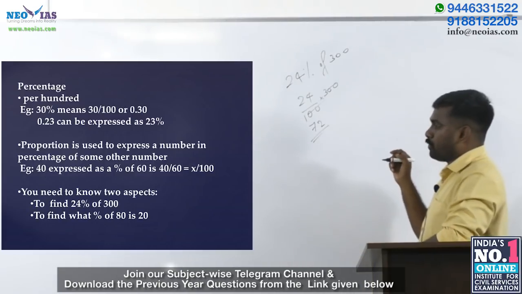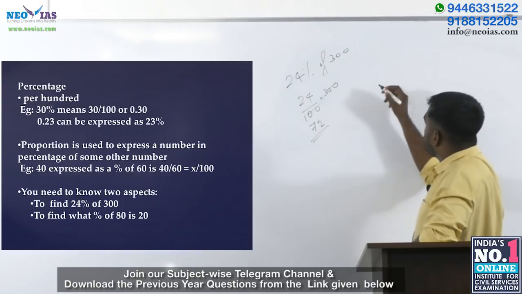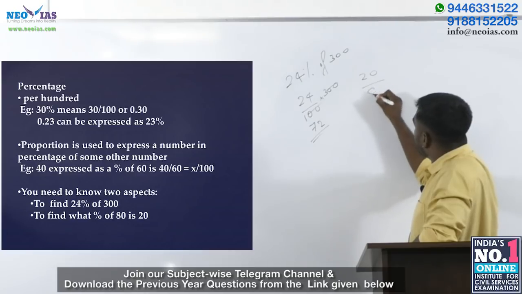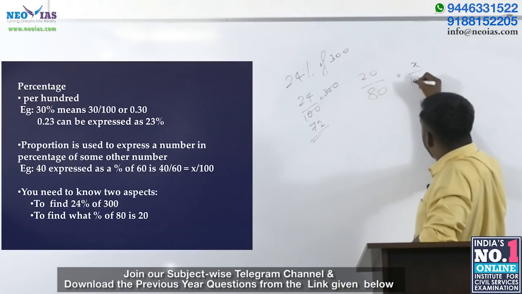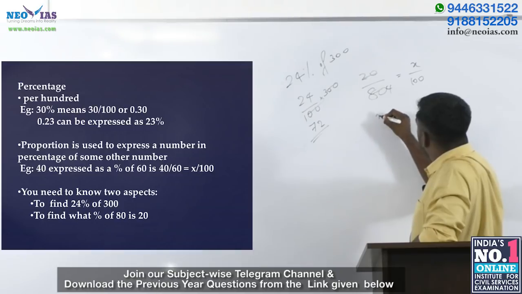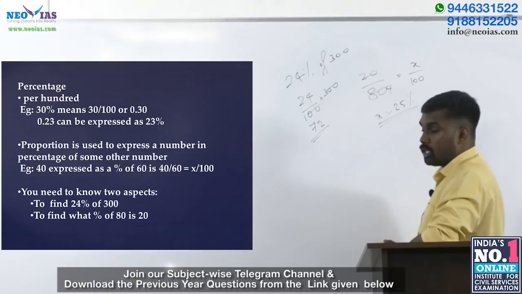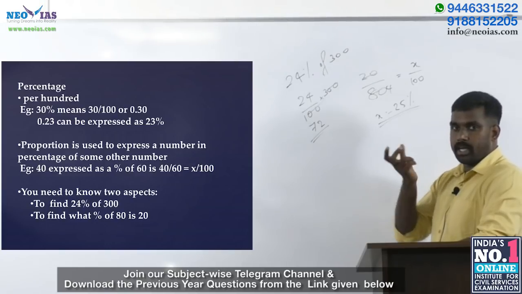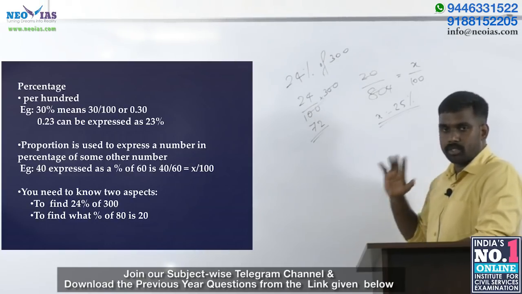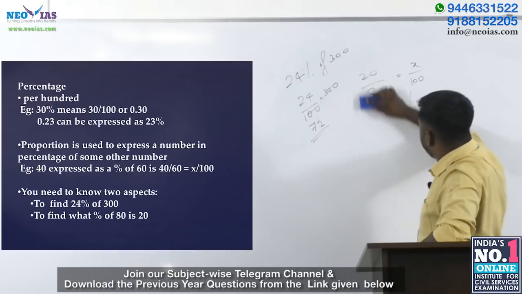Otherwise, they may ask to find what percentage of 80 is 20. 20 is what percentage of 80? Right? That means x by 100 equals 20 by 80, that is 1 by 4, equal to 25 percentage. 20 is 25 percentage of 80. So these are the two basic ideas which you need to understand. This question can be twisted in either way, but the calculation is the same. That is the first and foremost thing you have to make sure of in the case of percentage.